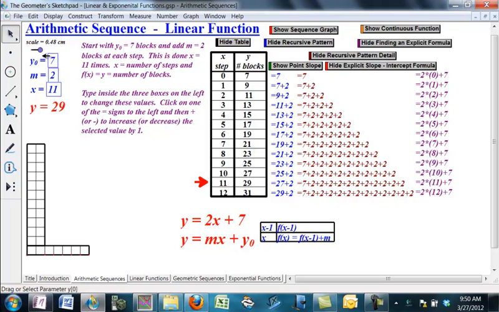Y sub 0 is what we started with. That's the y of 0. That's the y here when x is 0, our initial amount. The m is the slope. That's how much we're adding each time when we add 1. When we add 1 to the x, the m is how much we add each time to the y. So notice that each y, we're adding 2 to the previous y when we go up by 1 on x.